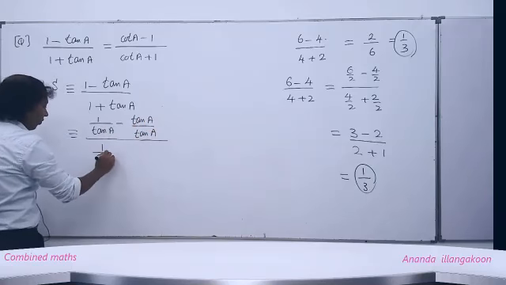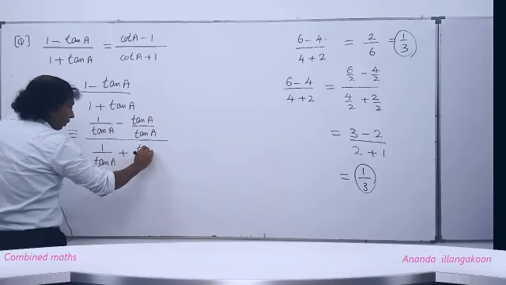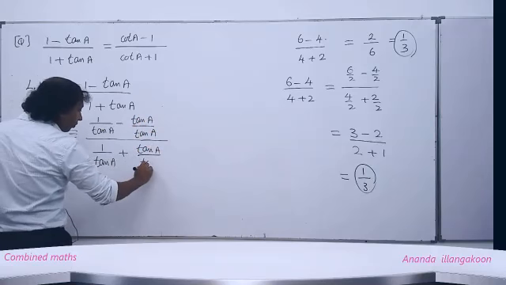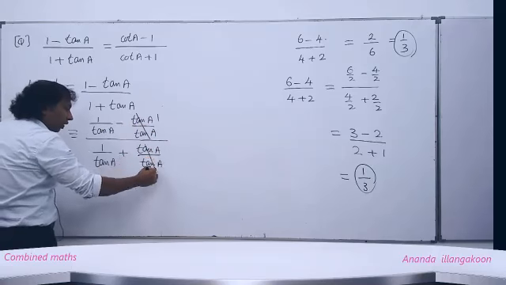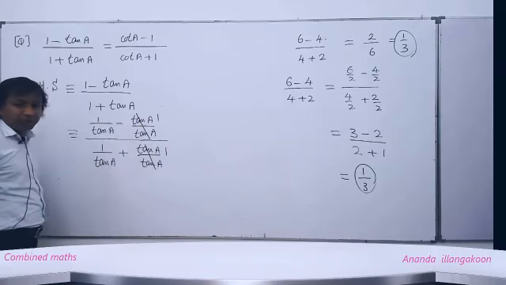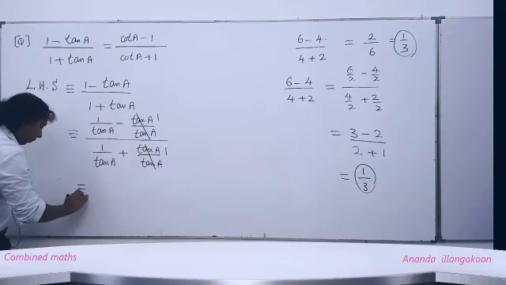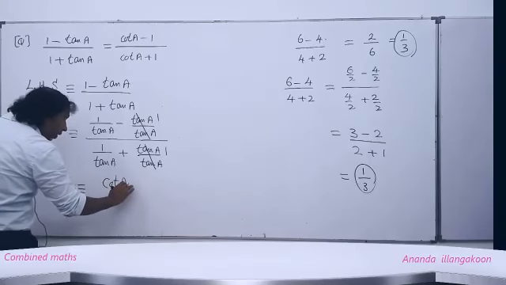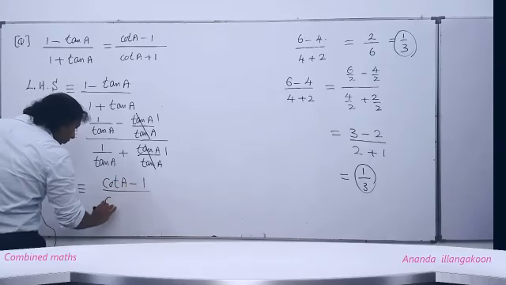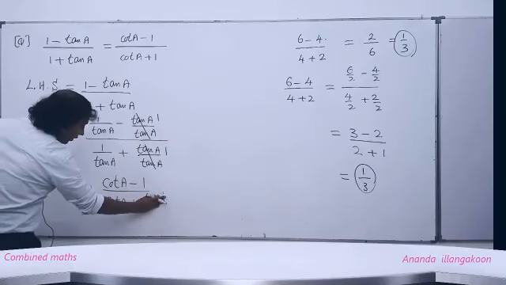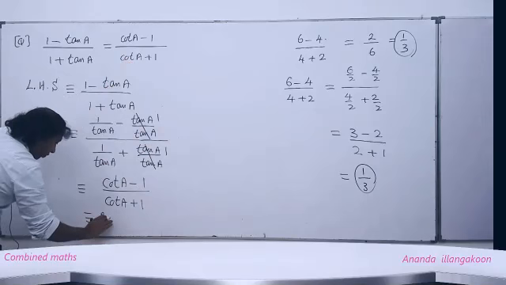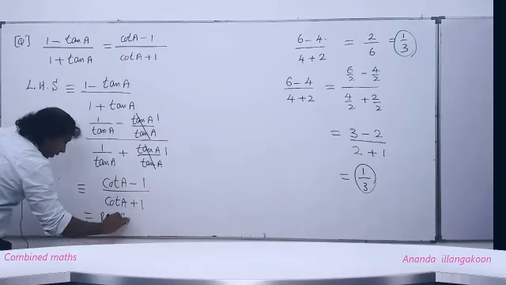Here 1 upon tan A plus tan A by tan A. Because these two you can cancel down 1. These two you can cancel down 1. 1 upon tan means what, people? Cot A. And here also cot A. Cot A minus 1 divided by cot A plus 1. You know, right. So therefore, people, those kind of strategies we use to take the answers.